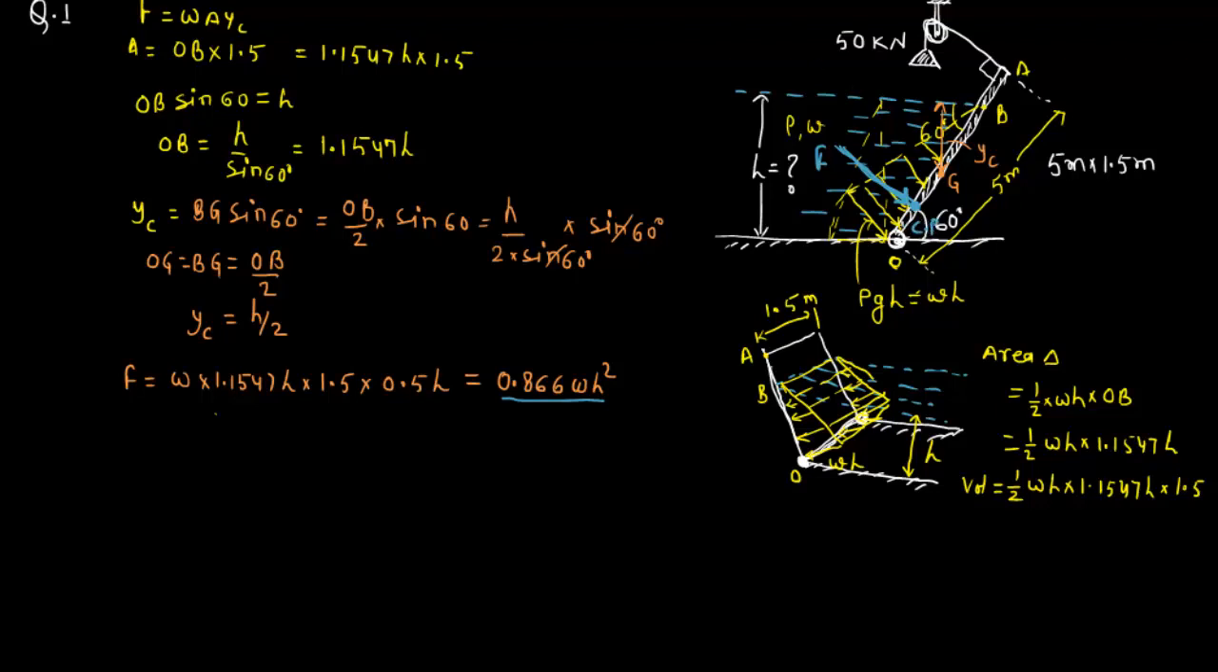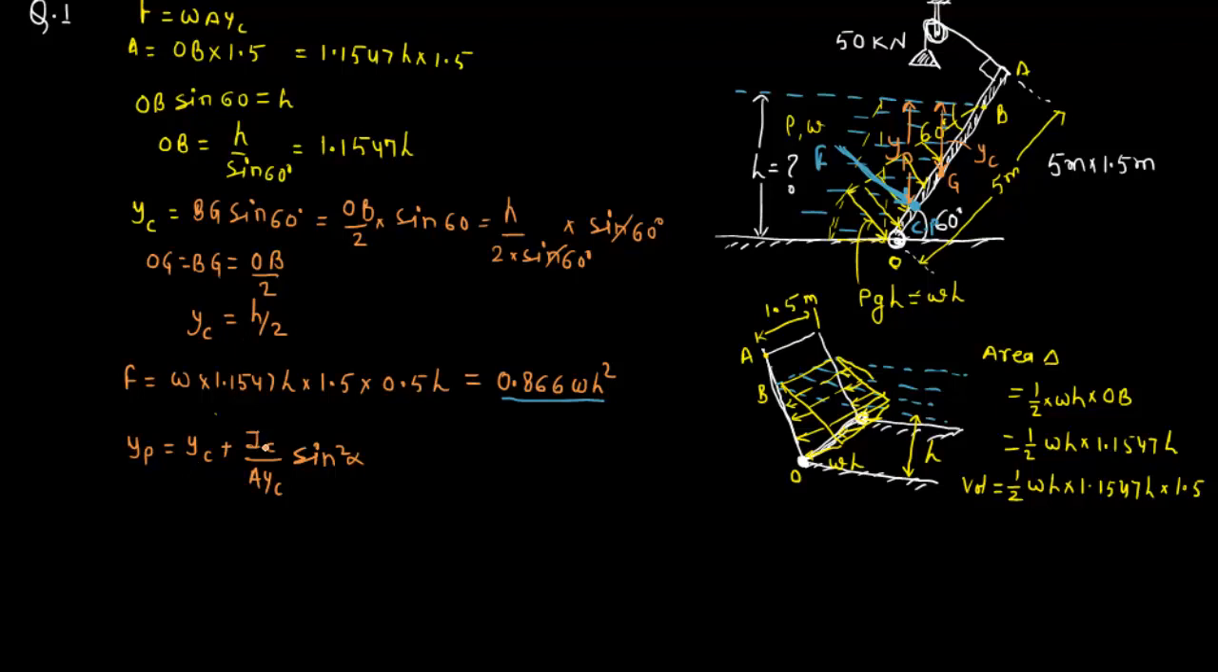So we need to calculate YP. There are also two methods of calculating YP. What is YP? YP is the distance of the center of pressure from the free surface of the fluid. From our previous lecture, we know for the inclined surface, YP can be calculated using the formula YC plus IC by A YC sine square alpha. That was the formula for the inclined plane surface. In this case YC is known, that is h by 2.